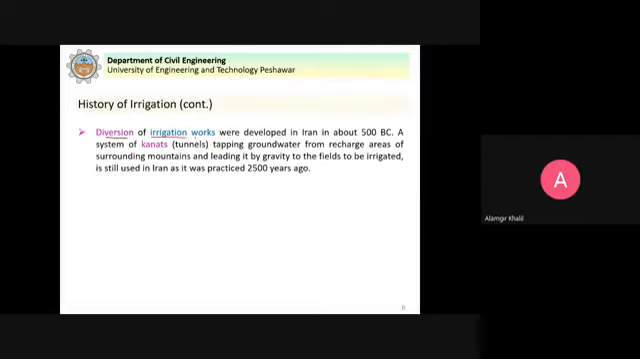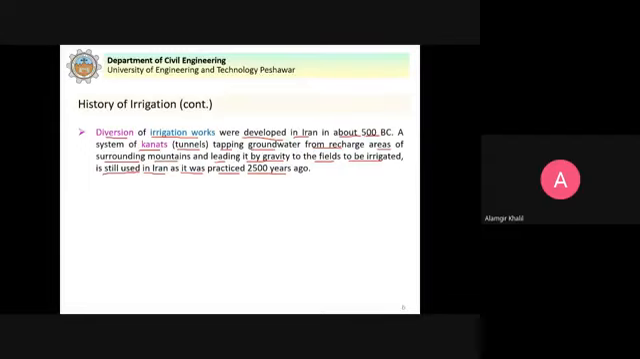Diversion irrigation works were developed in Iran in about 500 BC. A system of canals and tunnels, tapping groundwater from recharge areas of surrounding mountains and leading it by gravity to the fields to be irrigated, is still used in Iran as it was practiced 2500 years ago.